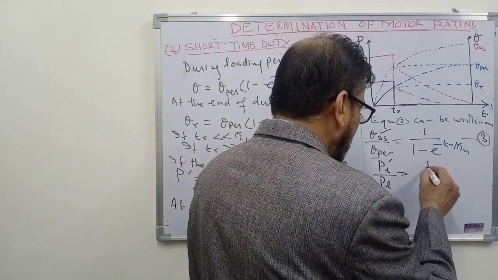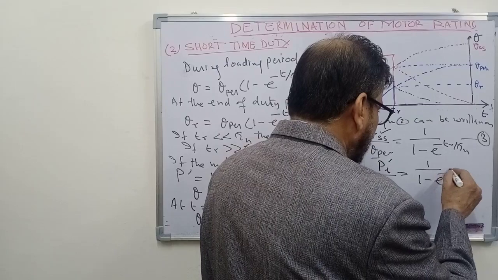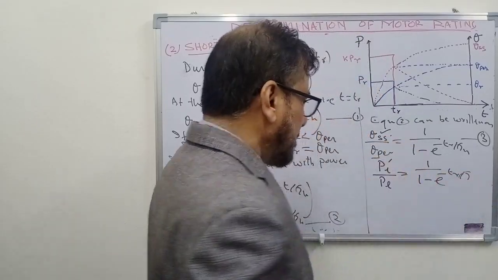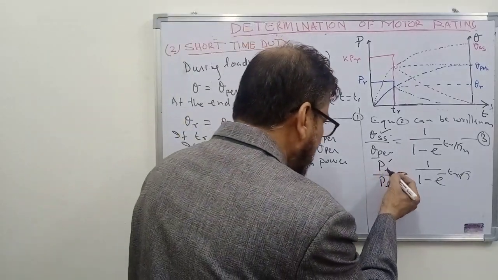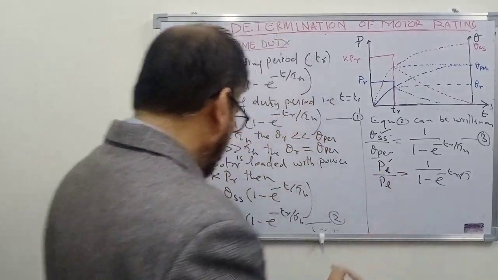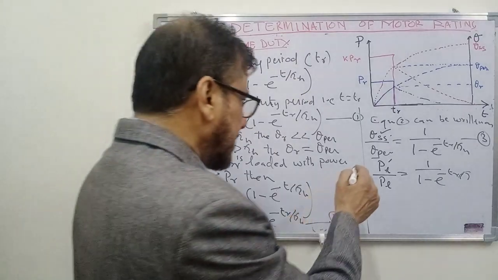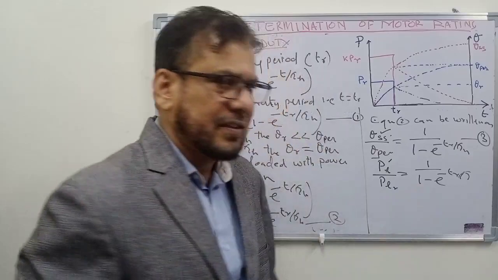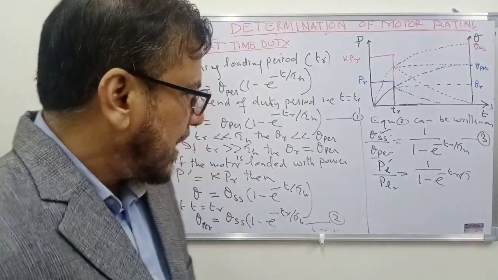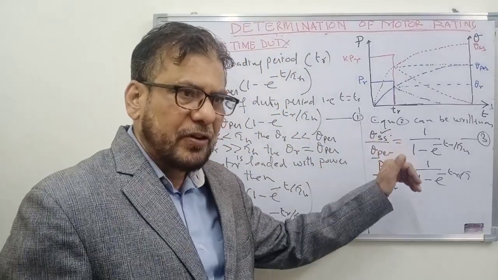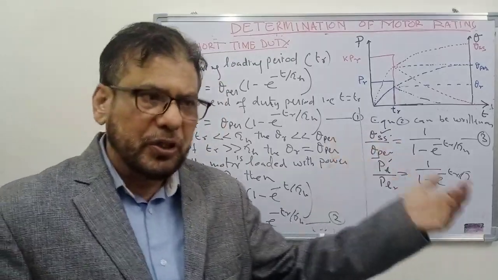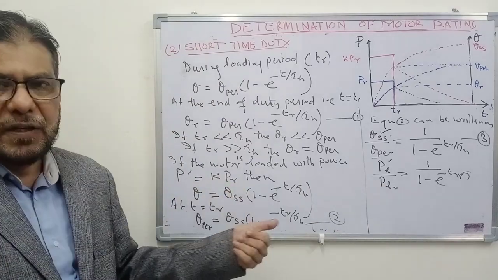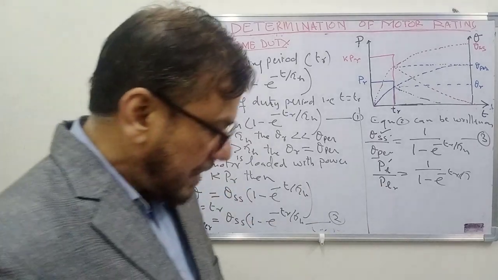So this is equal to 1 minus e to the power minus TR upon tau H. So theta SS is proportional to PL dash, whereas the theta PR is proportional to PL, that you may call as PLR, that is the rated power loss, and this PL dash is the power loss in the overloaded condition when the load is equal to P dash, which is K times the rated power.